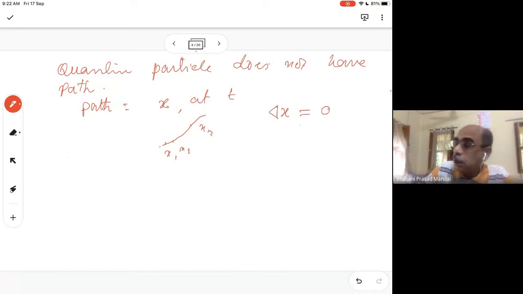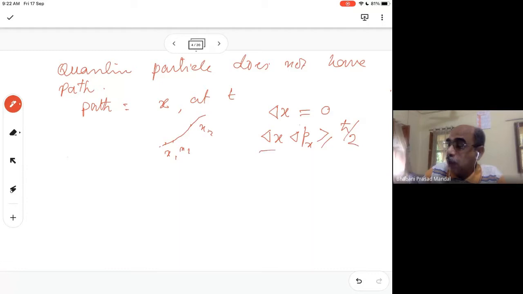But quantum particles are supposed to obey the Heisenberg uncertainty principle, which says that the uncertainty in position times the uncertainty in momentum will be greater than or equal to h-bar by 2. This is the Heisenberg uncertainty principle. Now, if delta x is equal to 0, then delta p has to be infinity. Then only can the product be some finite constant or greater than some finite constant. So delta x cannot be 0. If delta x cannot be 0, then we don't know x at any time. So if it is not known, then we don't know the path. So that is the idea.